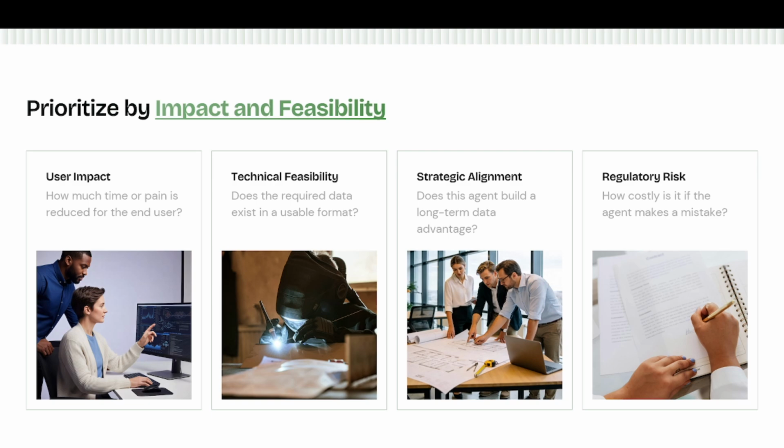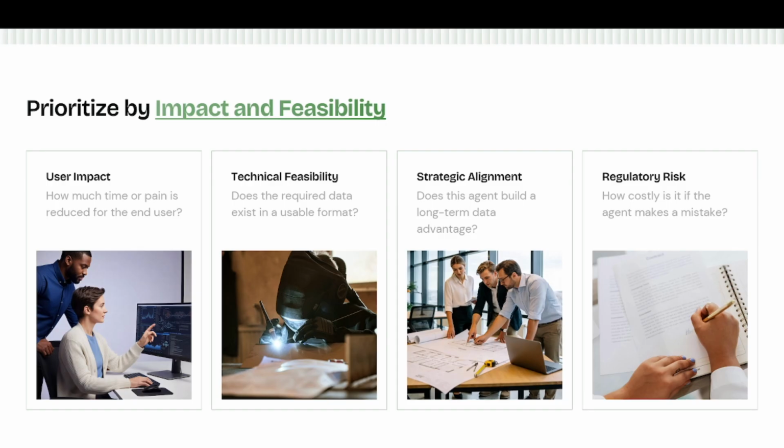Then technical feasibility. Does the required data exist in a usable format? You can't design an agent based on an empty database. You must connect the ERP, SharePoint, RAG database, historical database, and company information that will be a foundation for the agent to operate, to reason, and to give you information within those bounded data sets. So for technical feasibility, you must determine whether the company has data to ground the agent.